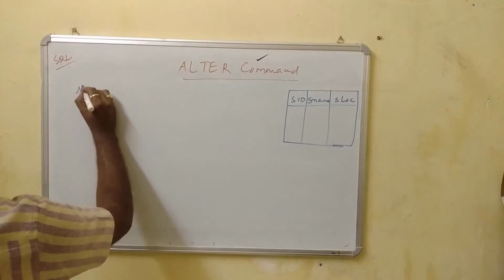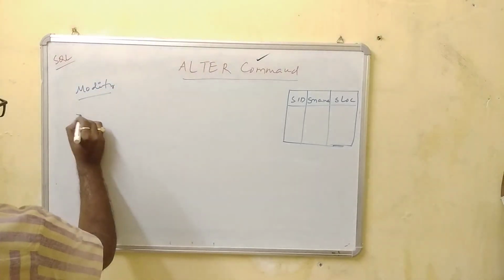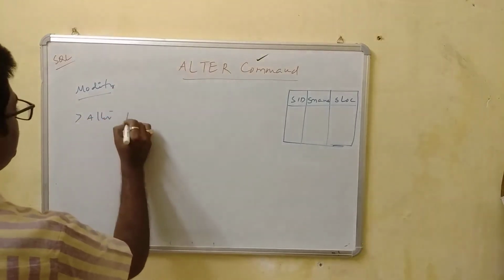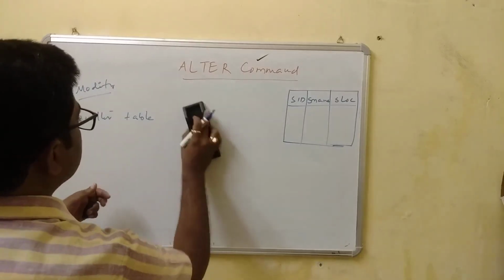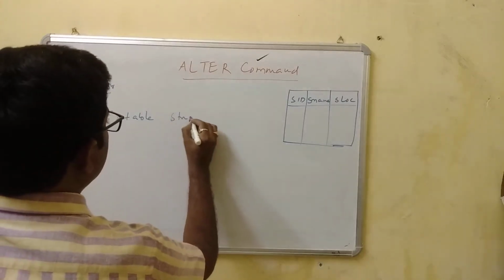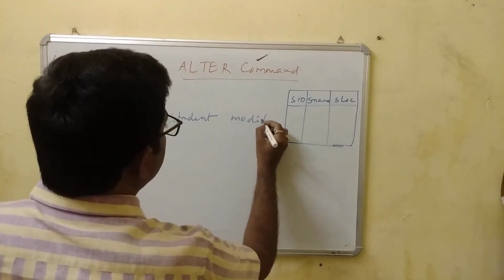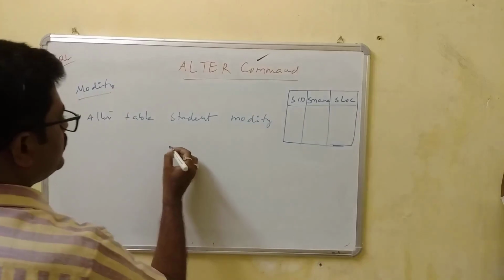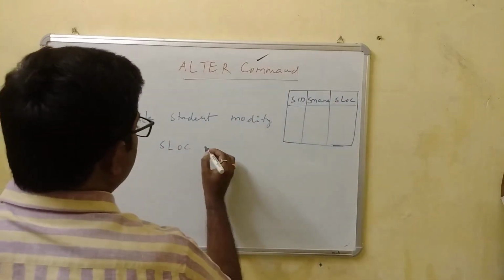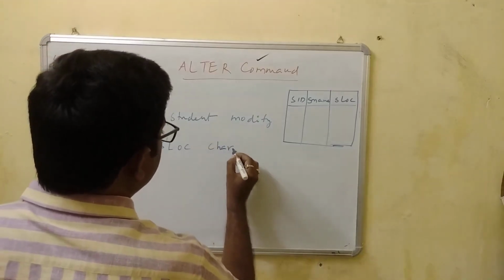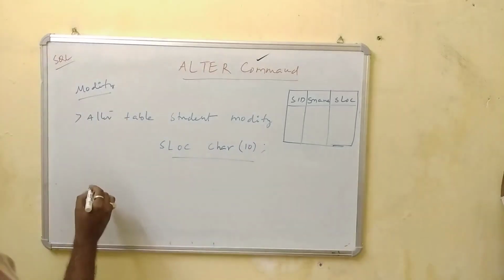Now we will see how modify works in a similar way. Alter table, name is student. Now we are going to modify. SLocation is actually given as varchar of 10. Now we want to modify it to char of 10. This is the modification, the alteration, we have done.